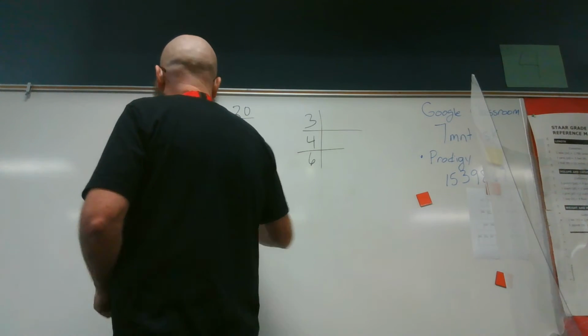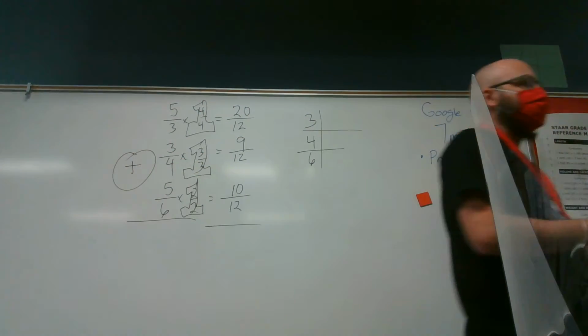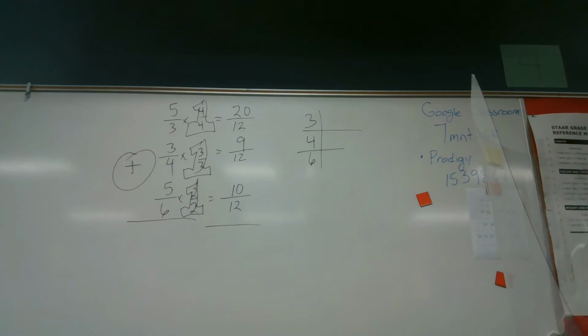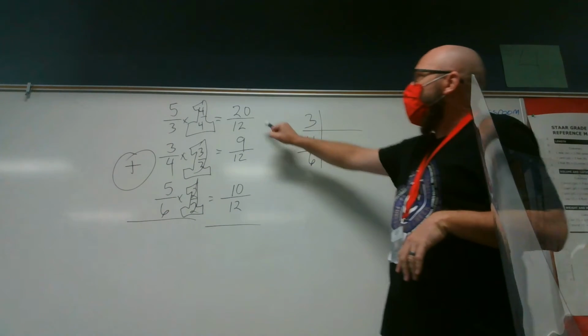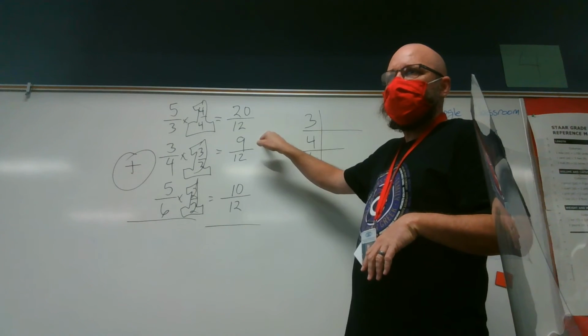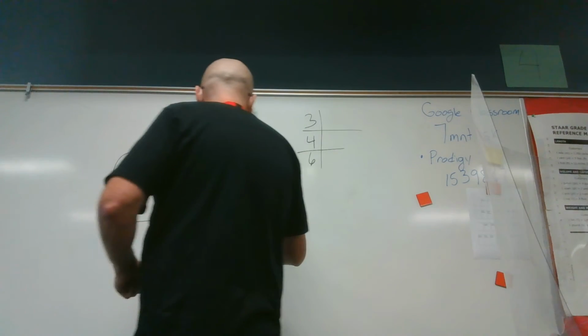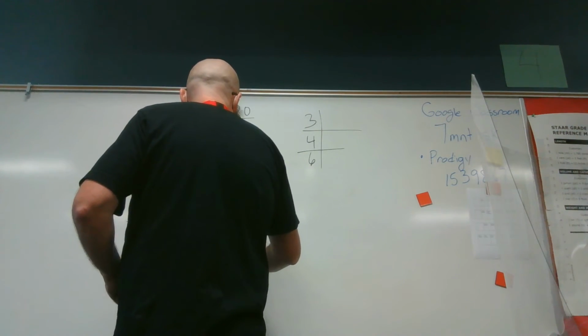And I get 10/12. I go back and I see this is an addition problem. Remember to always do that. Always. So then I just add 20 plus 10 is 30, 30 plus 9 is 39. And that stays over 12.